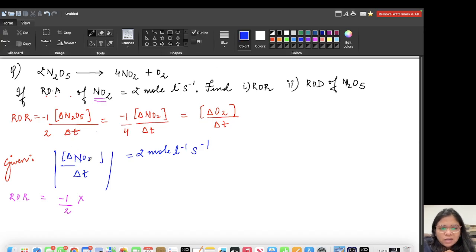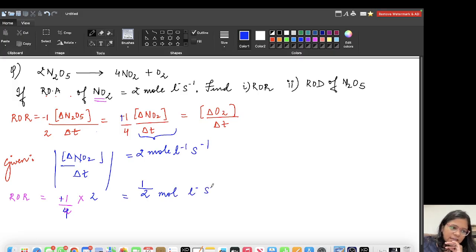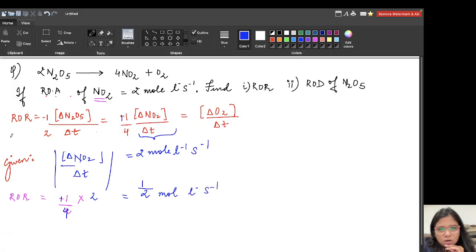Delta of your NO2 is given. This value is given to us, right? So just substitute it here: 1 by 4 into 2. Since it is the rate of appearance, this one will be plus. So this rate of reaction will become 1 by 2 moles per liter second inverse. So this is the first answer.